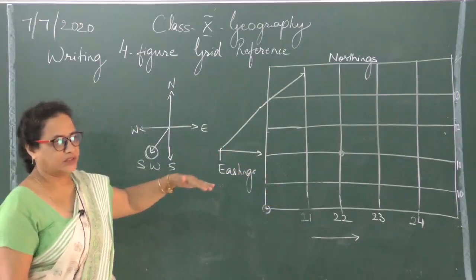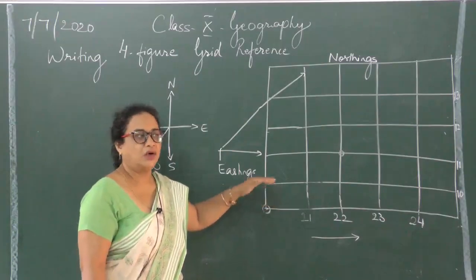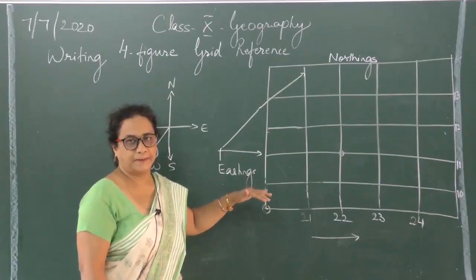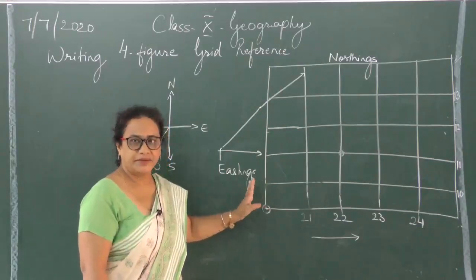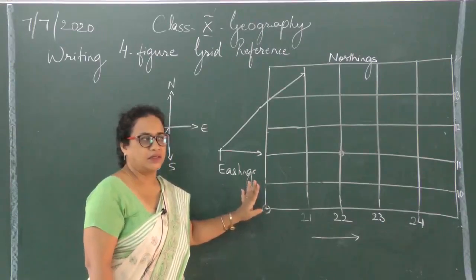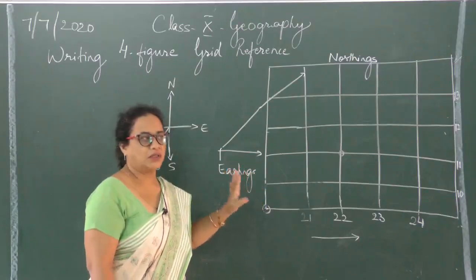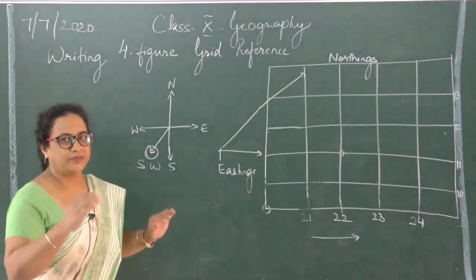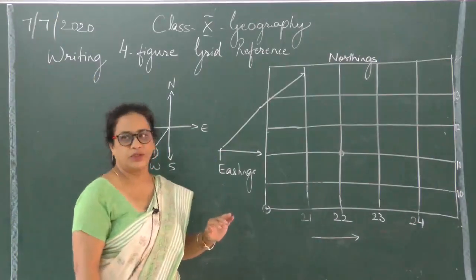Similarly, for northings, write down: northings are horizontal lines drawn in red. Their numbers are also written in red, and the numbers increase northwards.